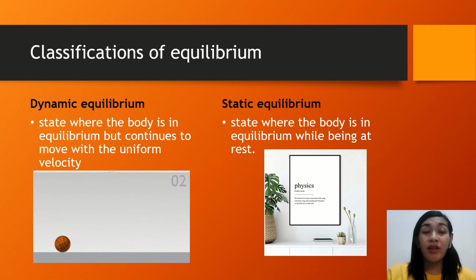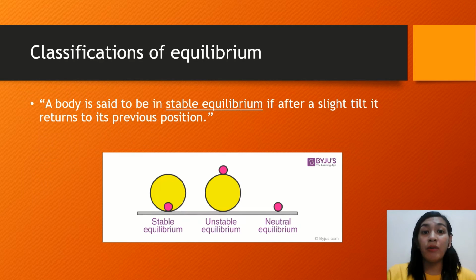Another classification of equilibrium is stable, unstable, and neutral equilibrium. A body is said to be in stable equilibrium if after a slight tilt or after a slight movement, it returns to its previous position. In our image, our example is the pink or purple ball, and you now have a sphere, which is represented by the yellow circle.